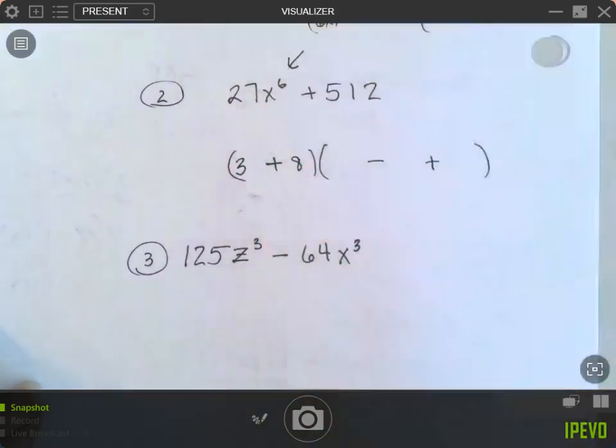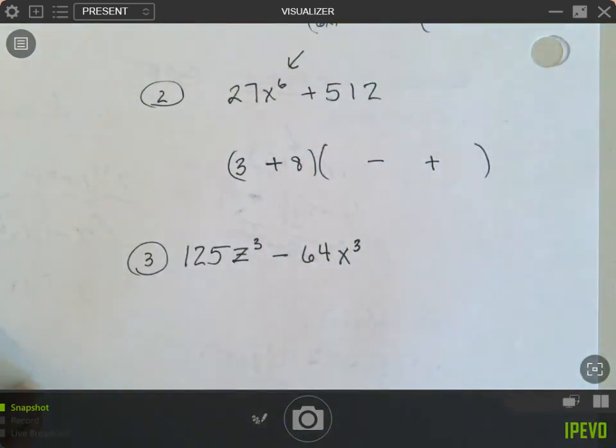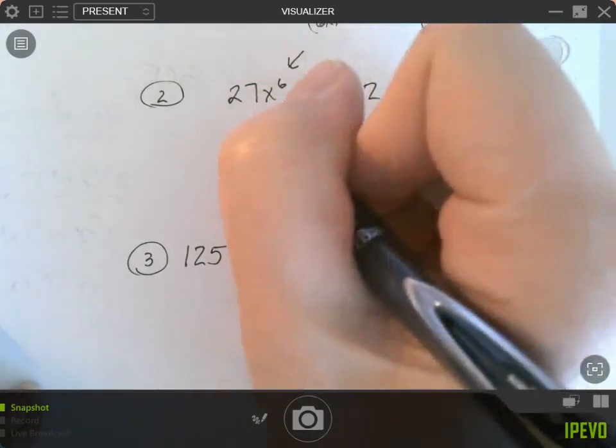But what about this x to the 6? What's the cube root of x to the 6? What times itself 3 times is going to give me that? So think about what times itself 3 times. It is going to be x squared.